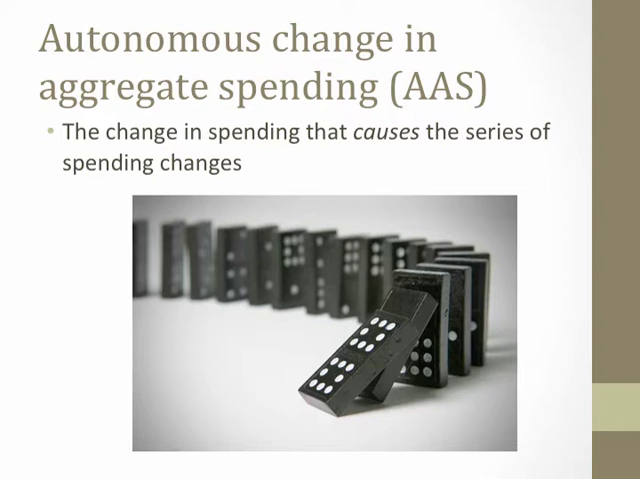Autonomous change in aggregate spending. We're going to abbreviate that as ΔAAS. Autonomous change is the change in spending that causes the series of spending changes. So it's the first domino to fall, and that's why I put that picture there. It's the initial change. It could be the government spending $100, or you getting a $100 raise. It doesn't matter, and we're not really going to focus on what that is. The point is that it is simply the first change in spending, abbreviated as ΔAAS.